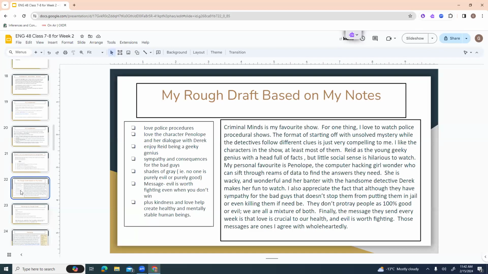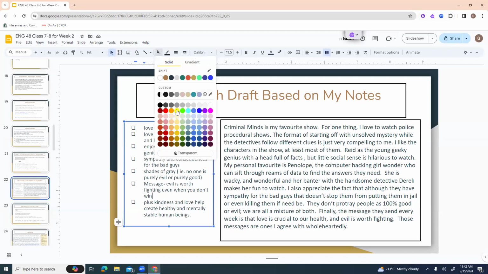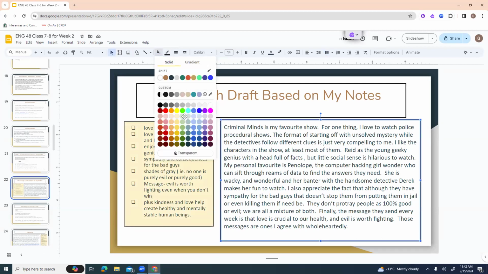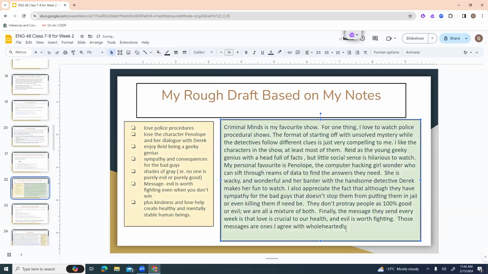Okay, so here are my ideas down here by the side. I'm going to kind of just dump it into yellow so you can see it real quick. There we go. And then over here, maybe I'll put that in a light green just so you can see, is my ideas for a rough draft, okay?